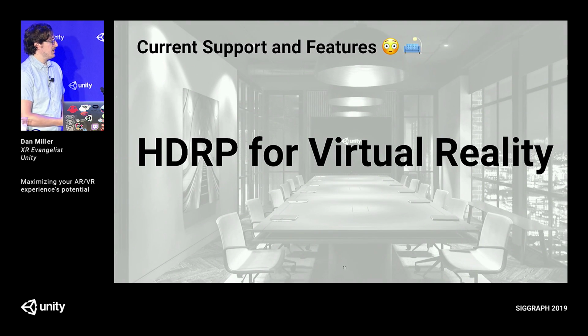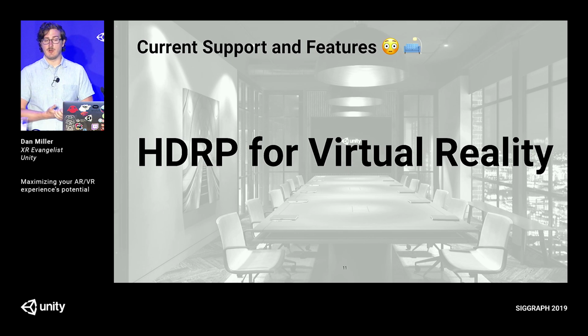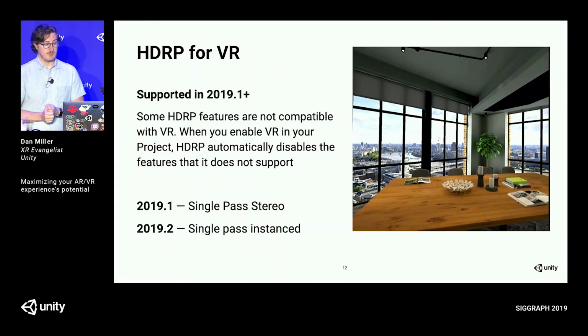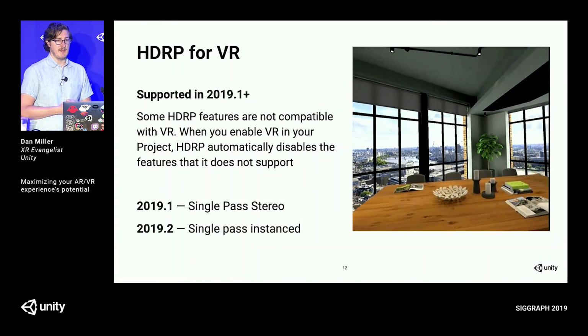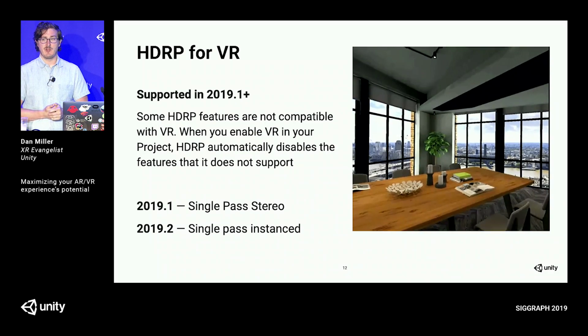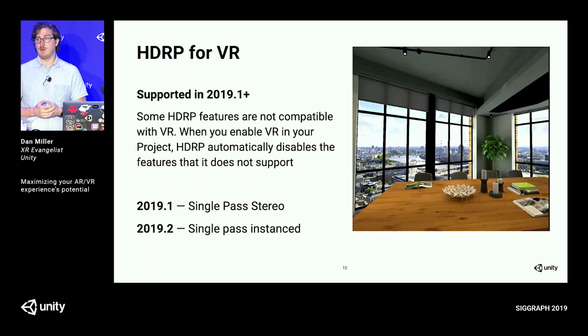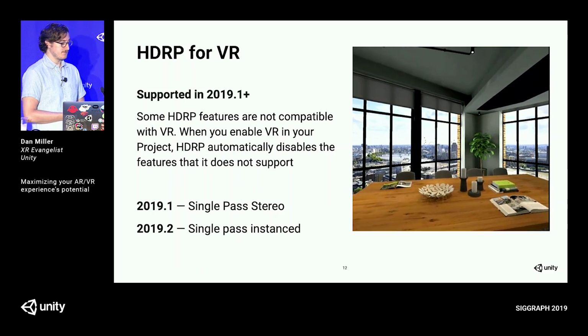So now I want to talk a little bit about HD render pipeline for virtual reality. This stands for high definition render pipeline. And if you're not familiar, Unity is evolving its rendering tech using what we call scriptable render pipelines. It is supported in 2019.1 and beyond. And this allows you to take any project in 2019 using the high definition render pipeline and simply enable VR like you could before in all of your legacy or other projects.